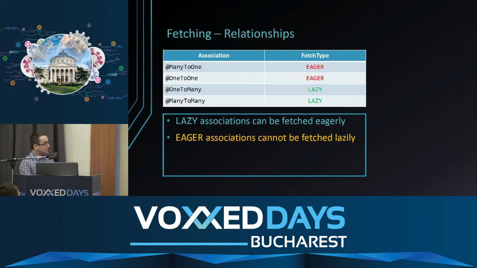Now, the last thing about fetching is about relationships. By default, many-to-one and one-to-one are using eager fetching. That's very bad.